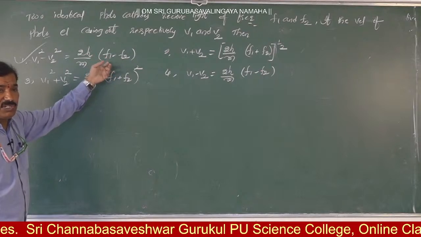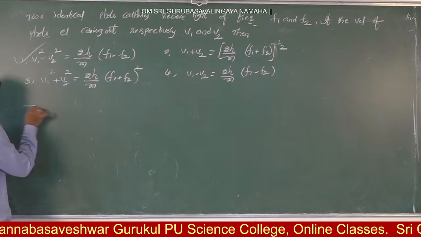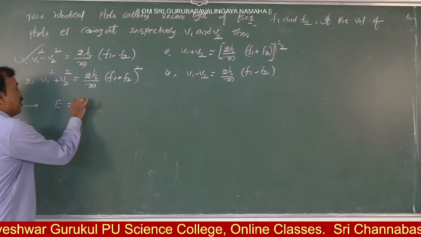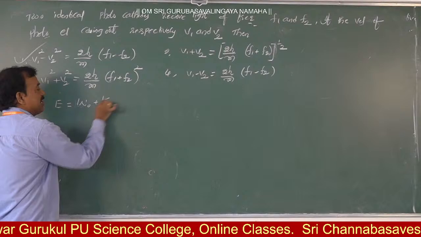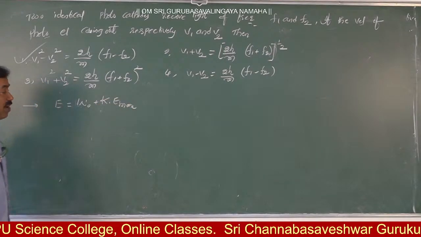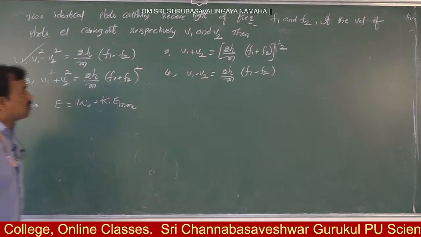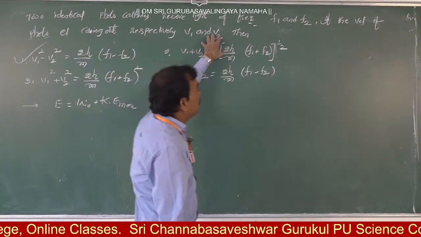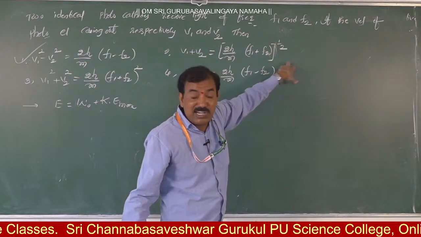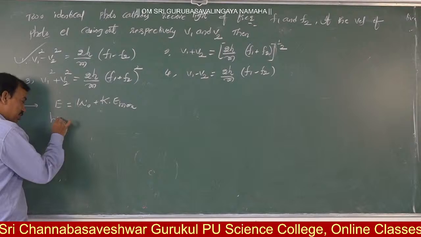So how do we get these equations? The basic energy equation is the same for all questions: energy E is equal to W naught plus KE max. So what is E here? In this question, light waves of given frequencies are used, so energy is h nu, or h into f.